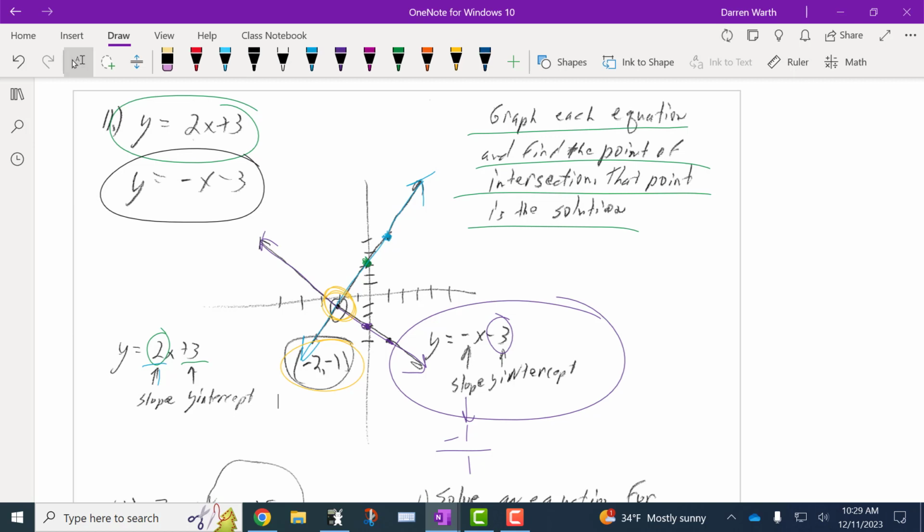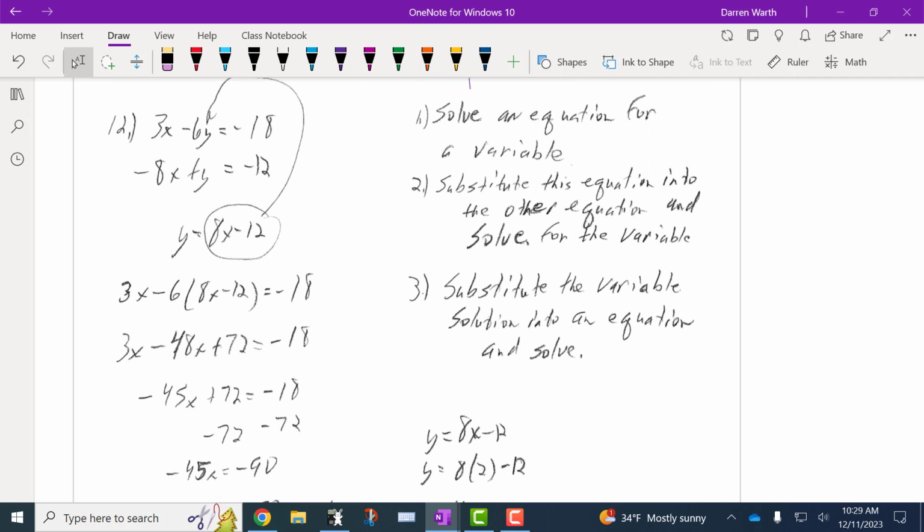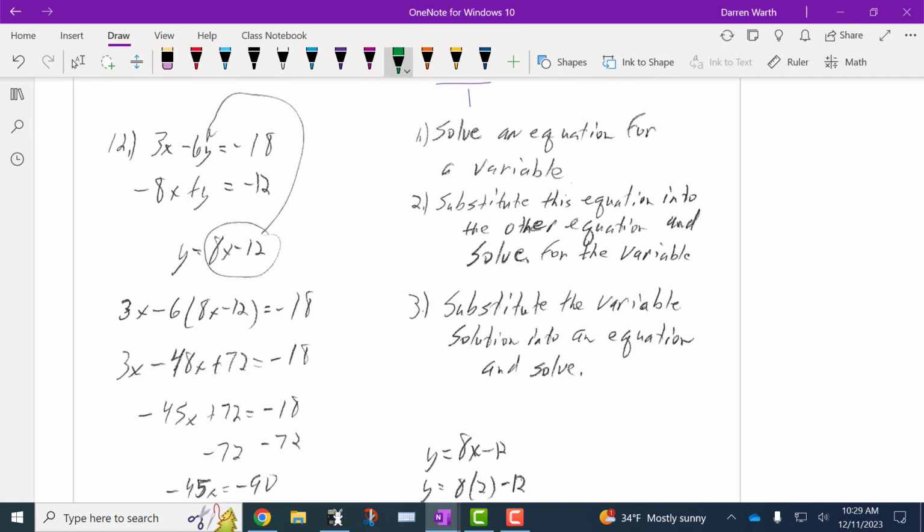So number 12, it wants me to solve this system, and it wants me to do this by substitution. Well, the rules for substitution are the following. Step number 1, you're going to solve an equation for a variable. So that's the very first thing I do. I'm going to solve this equation for a variable right here. So notice, when I solve this, I move that 8x over to the other side by adding 8x. When I do that, I get the equation y equals 8x minus 12.